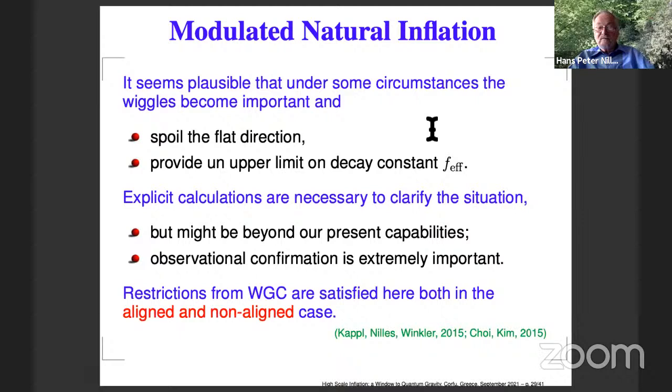consistency conditions, the weak gravity conjecture, if there's some truth to it, you should not get F going to infinity. But of course, F being 5 M Planck or so, still might be a possibility, although it would be strictly ruled out by the strong version of the weak gravity conjecture. In any case, the restrictions of the weak gravity conjecture are satisfied, at least for the weak form, in the aligned and in the non-aligned case, and we can actually work out what happens in this.